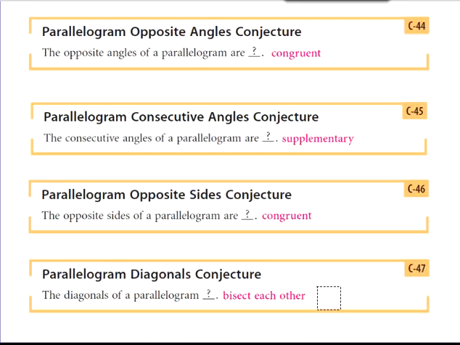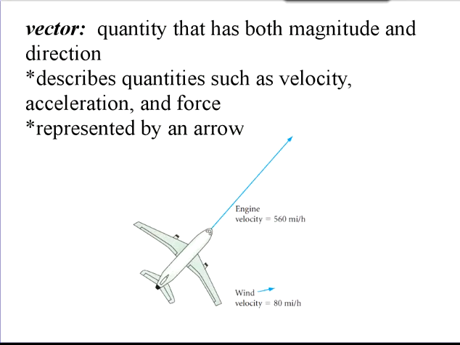Now we're going to look real quick at something else that deals with parallelograms, and then you'll be left to go on your assignment. Part of the questions on your assignment deal with vectors. A vector is a quantity that has both magnitude and direction. That's what a vector is. So direction and magnitude.